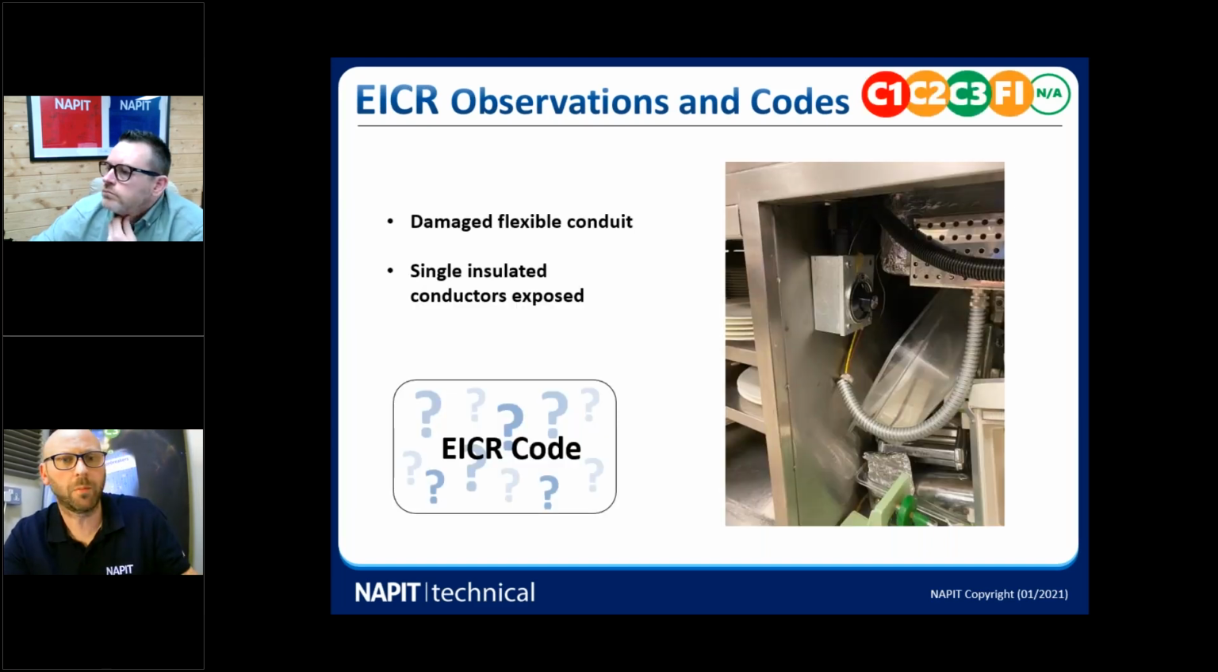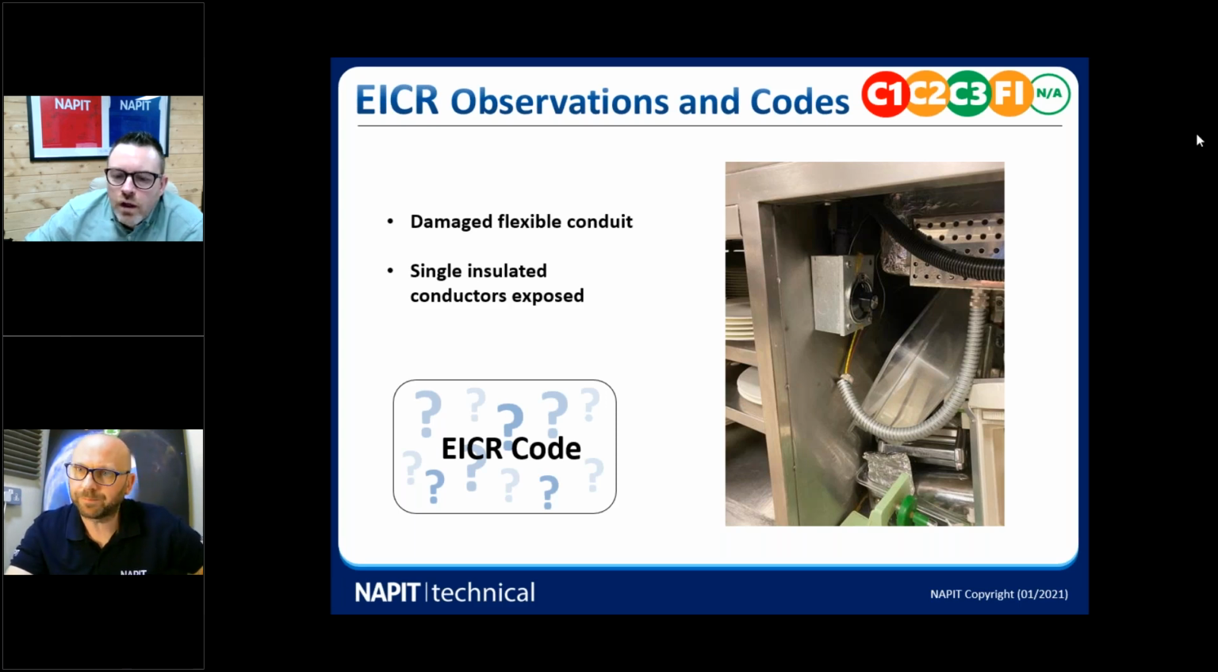Okay, next up, a damaged flexible conduit. It looks like a commercial kitchen, and you can see all the trays and the things underneath getting pulled in and out, and it's yanked the Copex, or the conduit, should I say, out, and it's exposed those single insulated conductors. Okay, so what would we code that as?